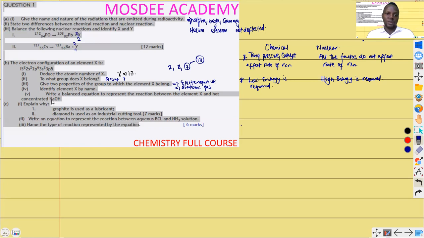The next question is to write a balanced equation to represent the reaction between X and hot concentrated sodium hydroxide. Under the topic of chlorine and its compounds, I have talked about this. For you to understand, I said chlorine combines with hot and cold alkali, so the nature of the reactions is quite different. When we talk about hot concentrated sodium hydroxide with chlorine, we have Cl2 plus NaOH. The major difference is just this.